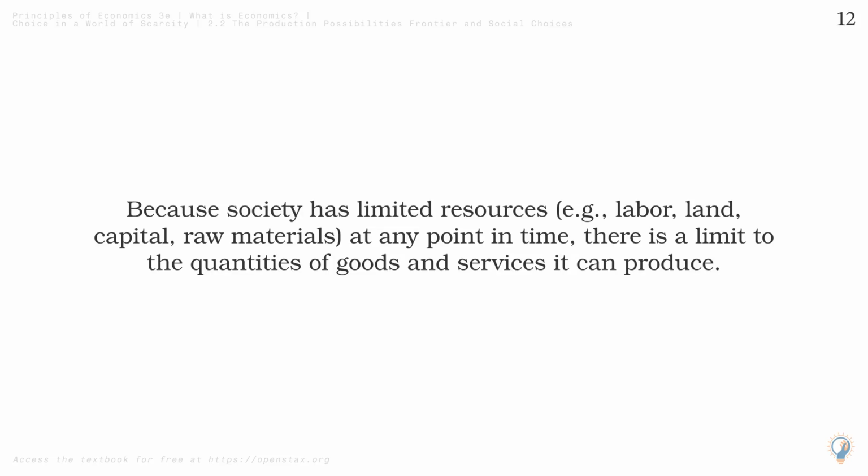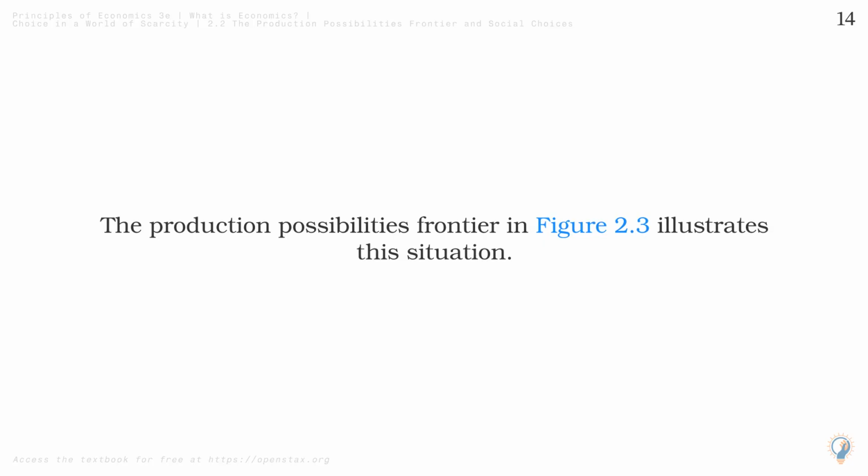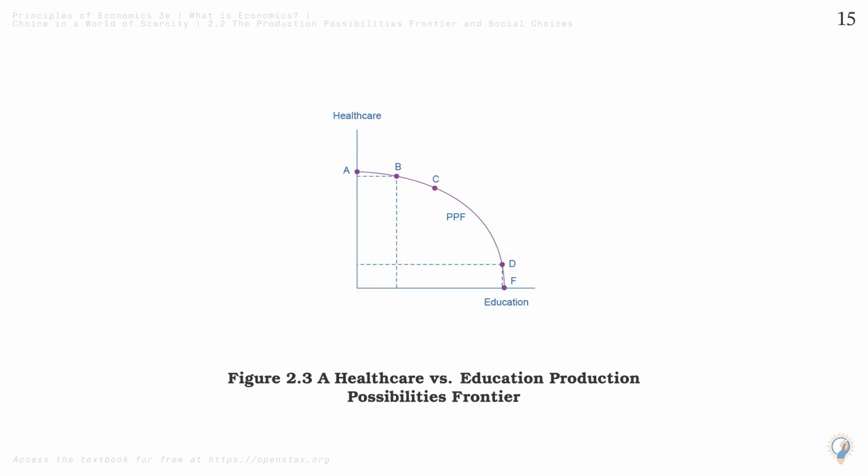Because society has limited resources, for example, labor, land, capital, raw materials, at any point in time, there is a limit to the quantities of goods and services it can produce. Suppose a society desires two products, healthcare and education. The production possibilities frontier in Figure 2.3 illustrates this situation. Figure 2.3. A healthcare versus education production possibilities frontier.